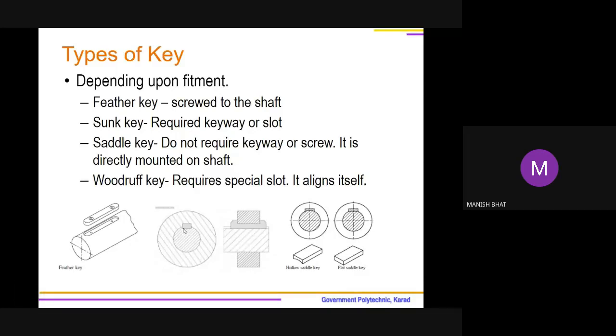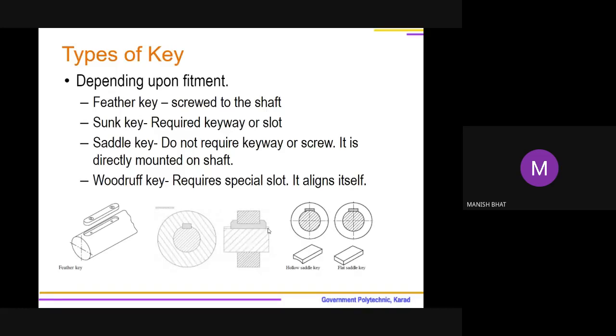But you are observing that half portion of the key is going inside the shaft and half portion is inside that coupling. See, in the side view also, you are finding that some keyway is provided. Half thickness goes inside that keyway. So what will be the height of the keyway? Half of the thickness of that particular key, is it? And half the key will be fitted inside the coupling.